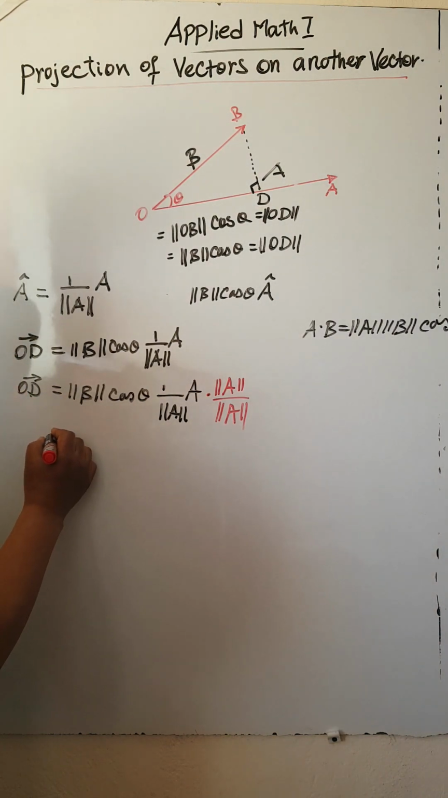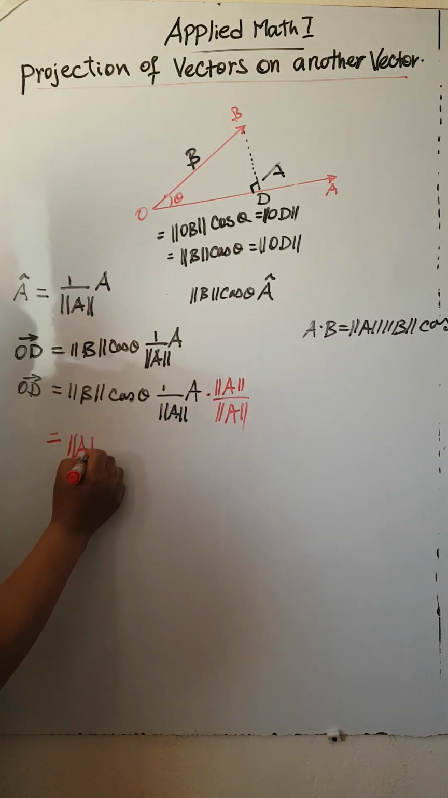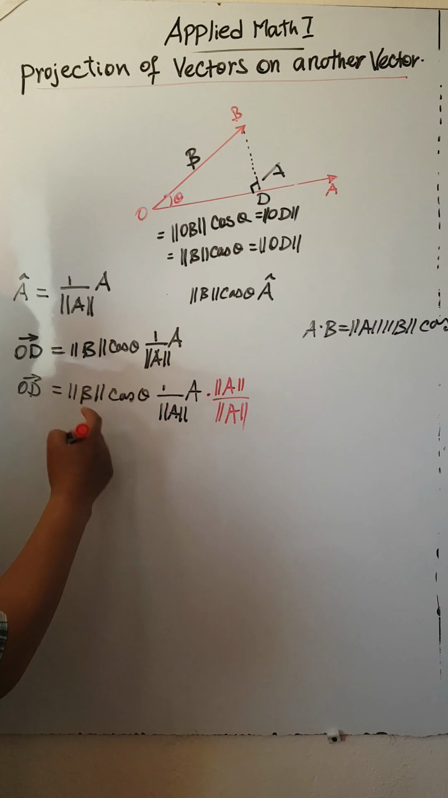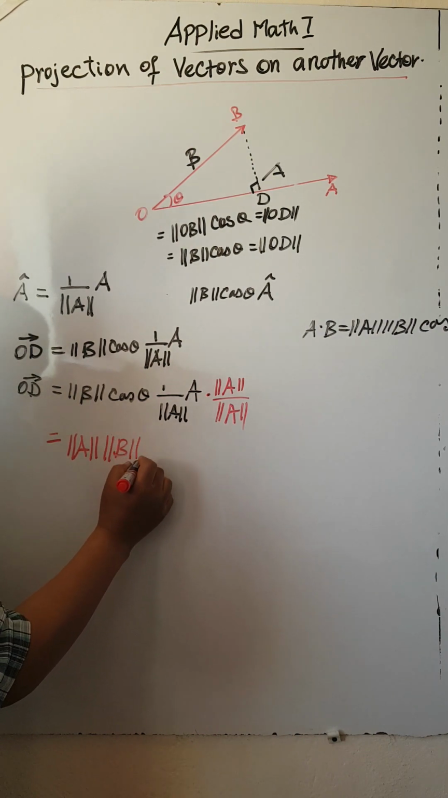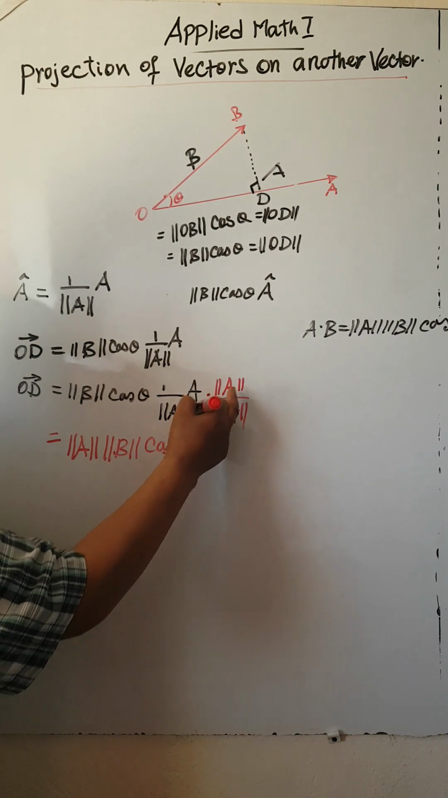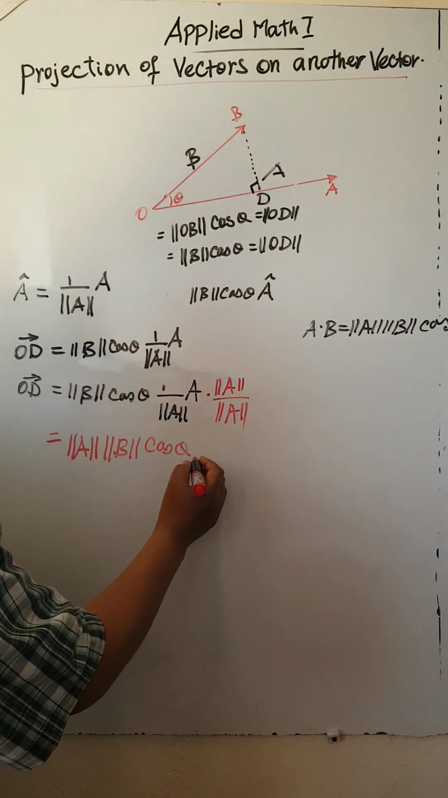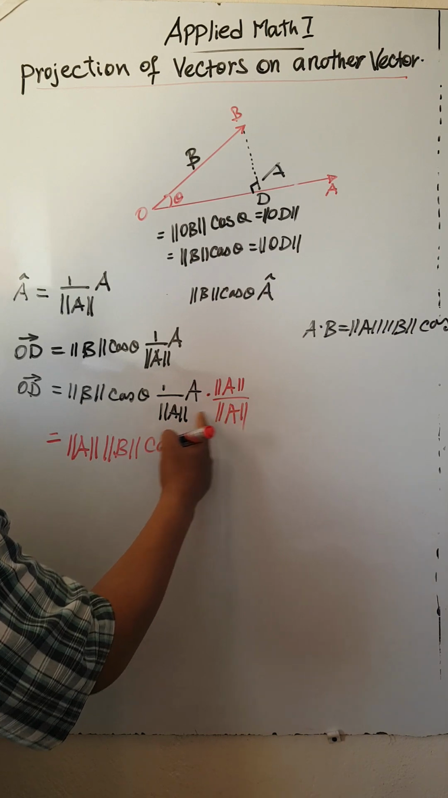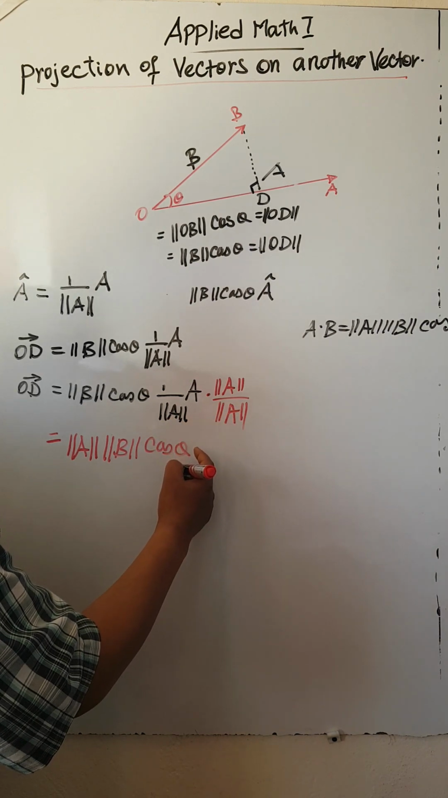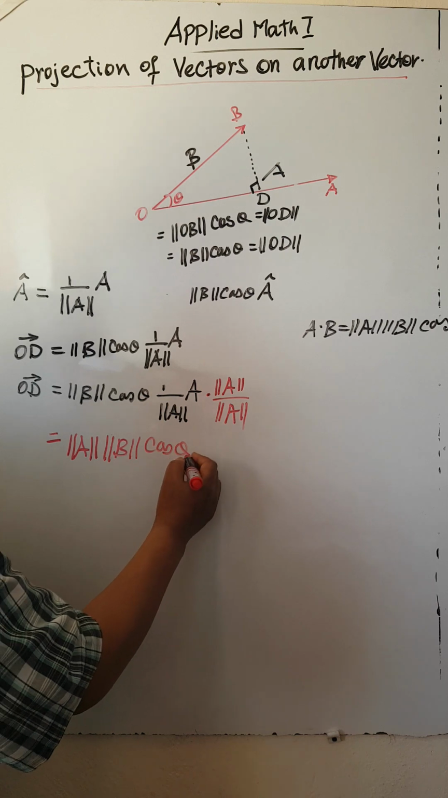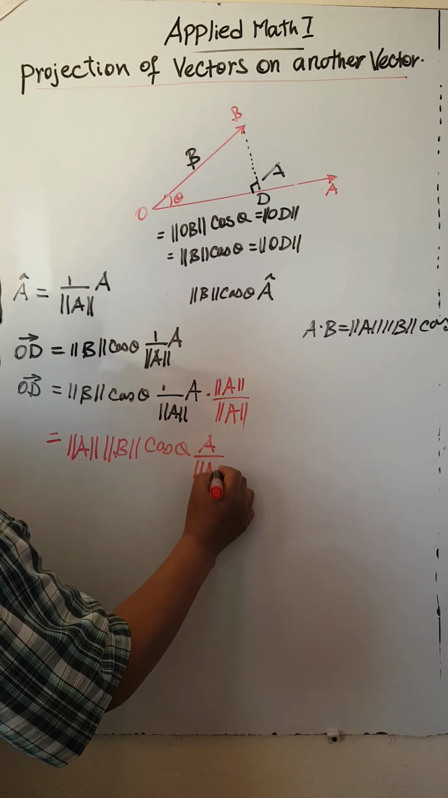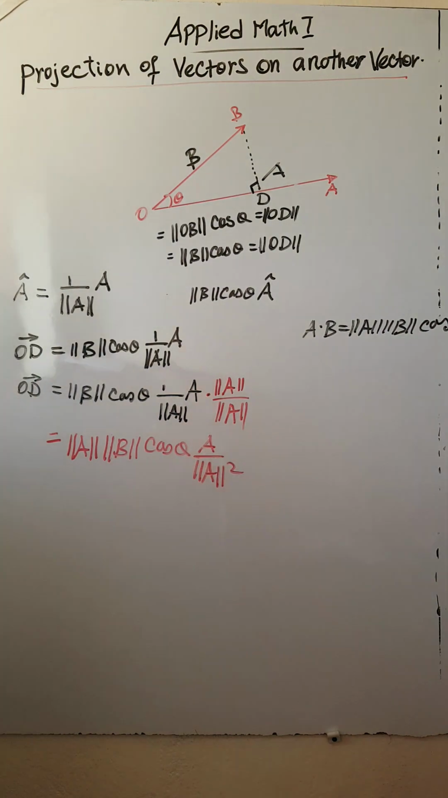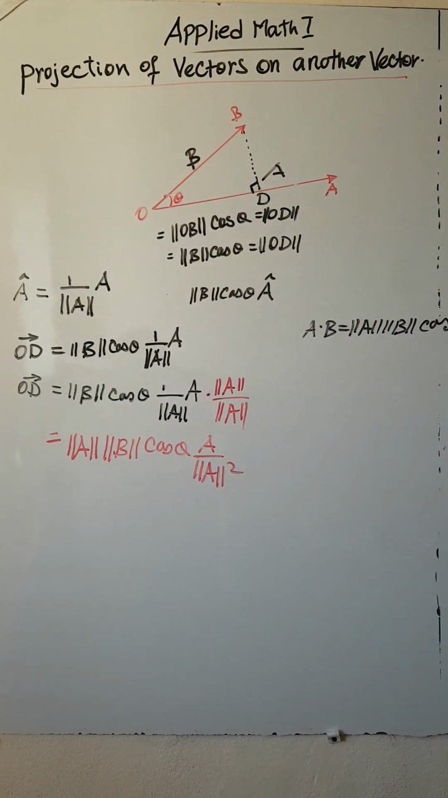ስለዚህ ይሄ ምን ሆነ ማለት ነው? Now we can have norm of A here. Again, we have norm of B. Okay, norm of B. Then cosine of theta. ይሄኛውን ኖርም ወደዚህ ወሰድ ነው. Then here we have A times norm of A times norm of A is norm of A squared. Okay, A over norm of A squared. Okay, እንደዚህ ያደረገ.